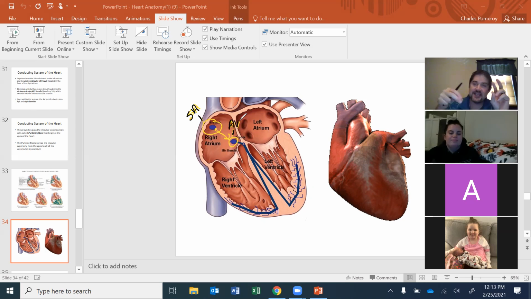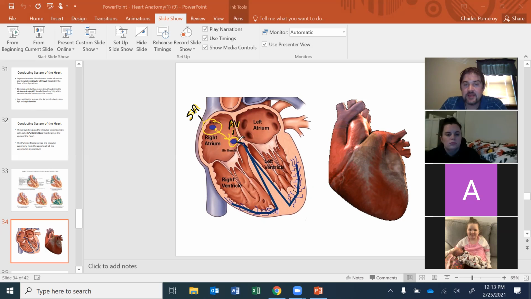When the message hits the AV node, there's a slight delay. We're talking a split second. There's a split second delay because we need the atria to contract first, followed by the ventricles. So we don't want them contracting at the same time. We actually need the atria to contract a split second before the ventricles do. So there's a slight delay right there.